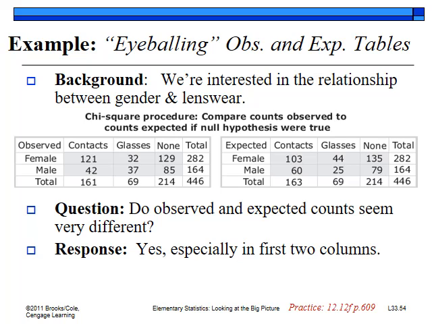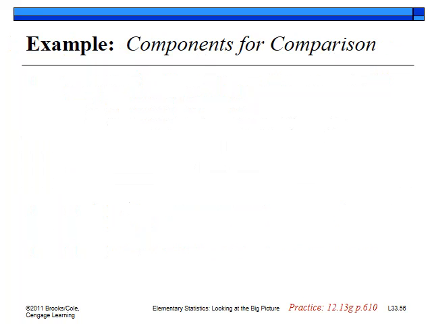Notice the female contacts at 121 versus the expected value of 103. And we see a big difference in glasses. Those counts were nearly the same in our observation, but they're very different in our expectation. For none, the results were pretty close. It's kind of what we expected.